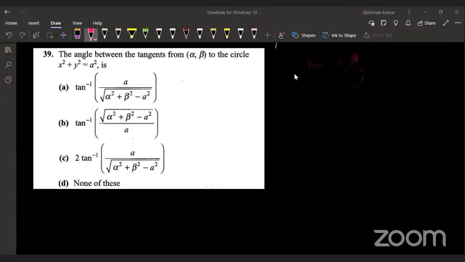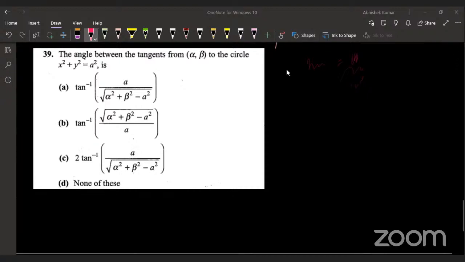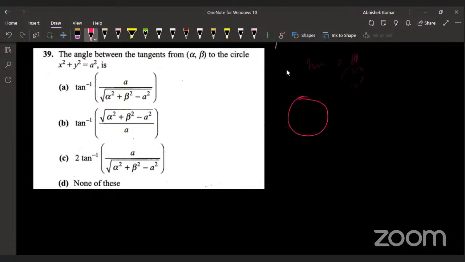Kahan Ajay, that's correct. So let me explain. This is your circle, and tangents are drawn from an external point P, alpha comma beta. The center is the origin, and the radius is A. Join it. Basically, this is theta, so I have to find 2 theta to get the complete angle. This is going to be root S1, we just discussed.